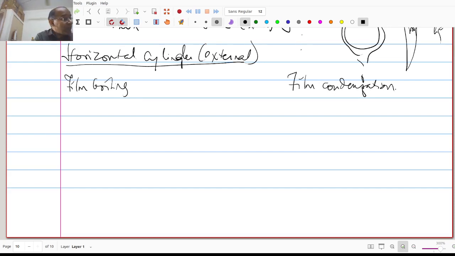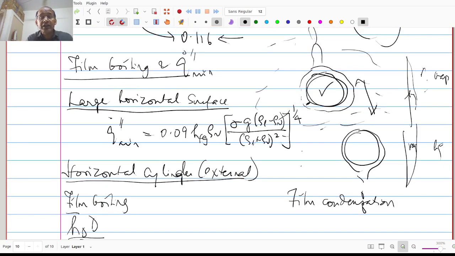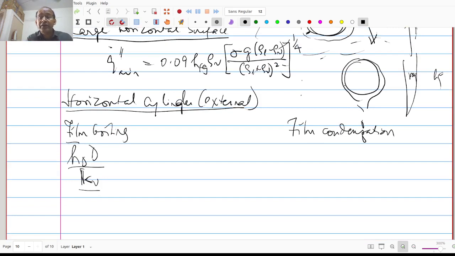Okay, so let us look at the expression here. This is h-bar D into D by kV. You are actually looking at the Nusselt number with respect to the vapor conductivity. That is understandable because you are looking at the conduction and convection through the vapor that is being compared, so it is vapor conductivity. Whereas in the case of liquid, there is a liquid film, so it will be with respect to kL. Right, so that's the difference that you will see.